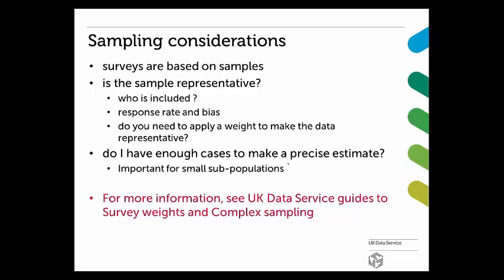The second question will then be, do I have enough cases to make precise estimates? For example, with the Crime Survey for England and Wales, the sample size is very large, and that does help to allow precise estimates. However, with smaller samples, and if you're interested in particular subpopulations, there may not be sufficient cases within a sample. For more information, especially about survey weights and complex sampling, you can see the UK Data Service guides and resources. We've got specific guides looking at survey weights and complex sampling.